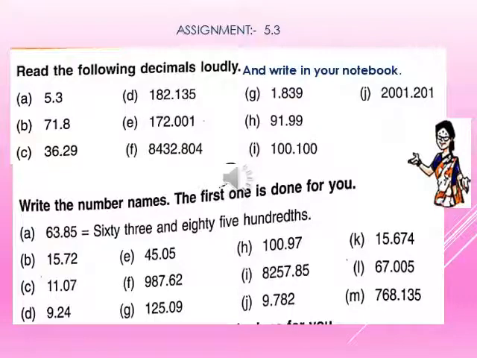Dear students, today we learnt about the decimal part and the whole part in a decimal number and how to read it in the proper way. So this is a small assignment based on that. You have to read these decimals loudly and then write them in your notebook. See here, the first one is done for you, 63.85. So how will you read it? 63 and 85 hundredth. This is another way of reading it.